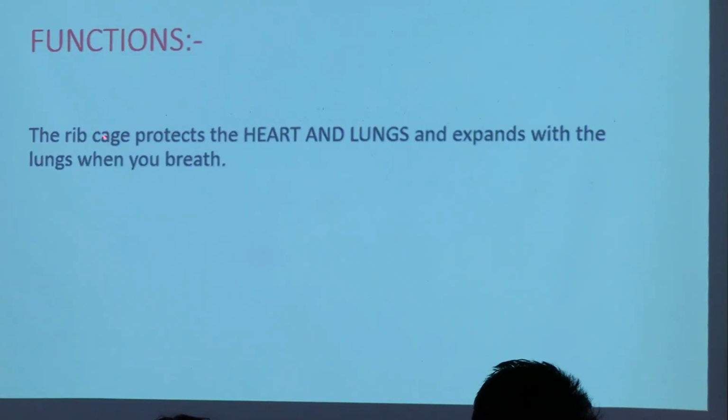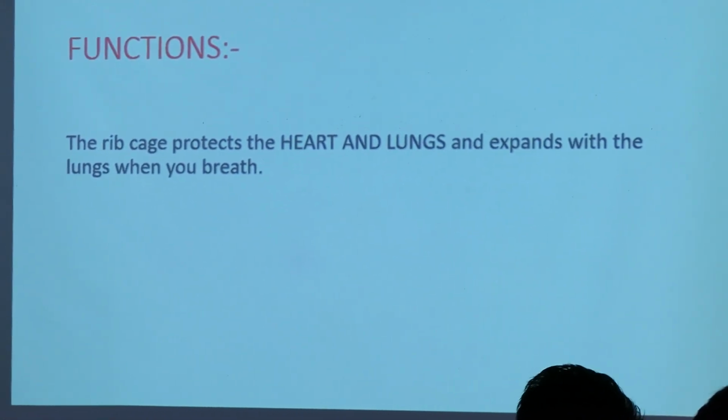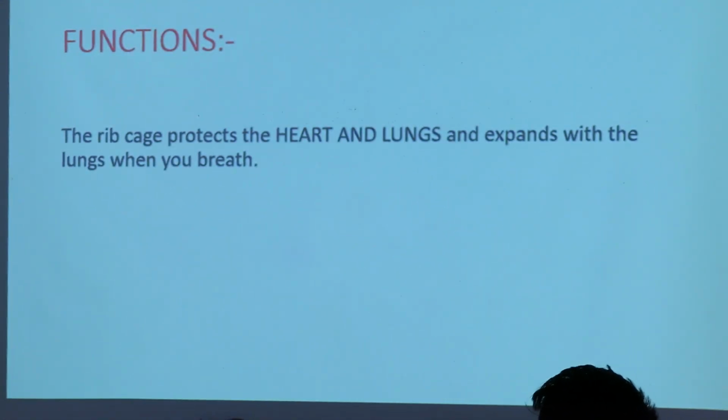Now the function. What is the function of your rib cage? So the rib cage protects your heart and lungs and expands with the lungs when you breathe. Okay, so that's all about today's class. Okay.